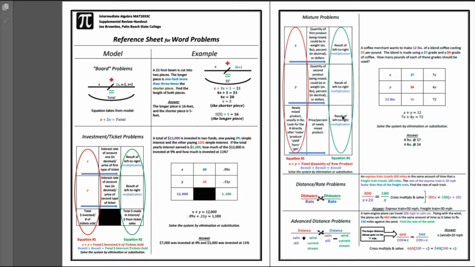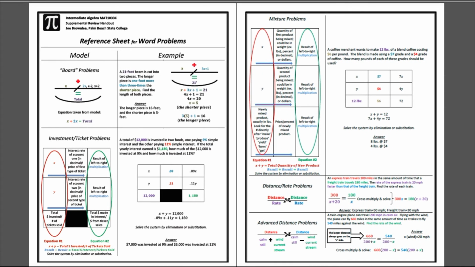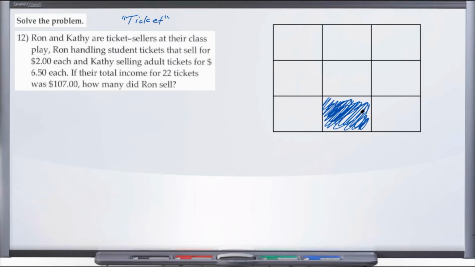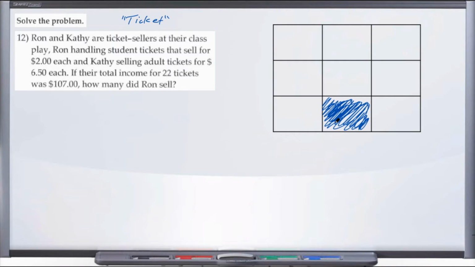And again, if you stop by the PASS lab and you pick up one of these reference sheets here, you will see, let me move that over just a little bit, center it. You will see that for investment and ticket problems, this bottom box is blacked out. So again, I tried to make this reference sheet really easy to follow. And so we're not going to be using this bottom middle box, because it's a ticket problem.